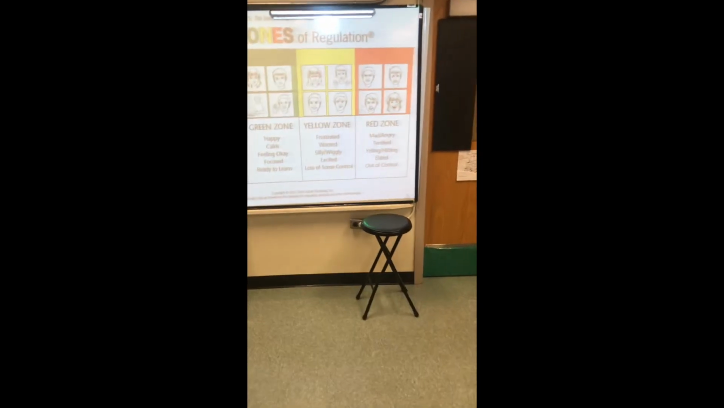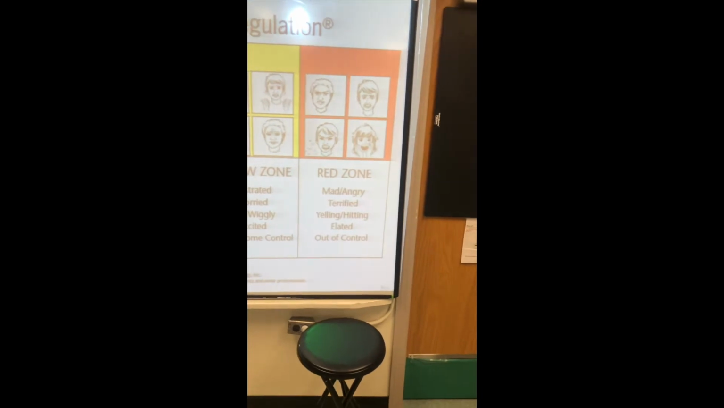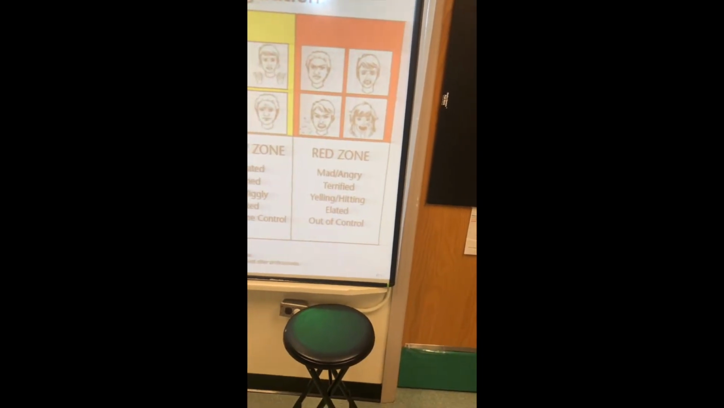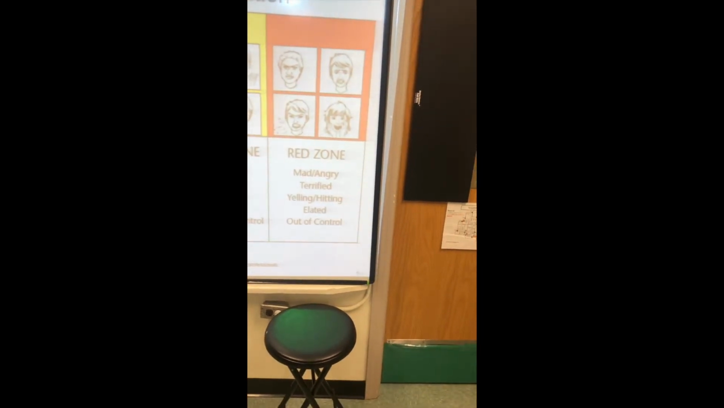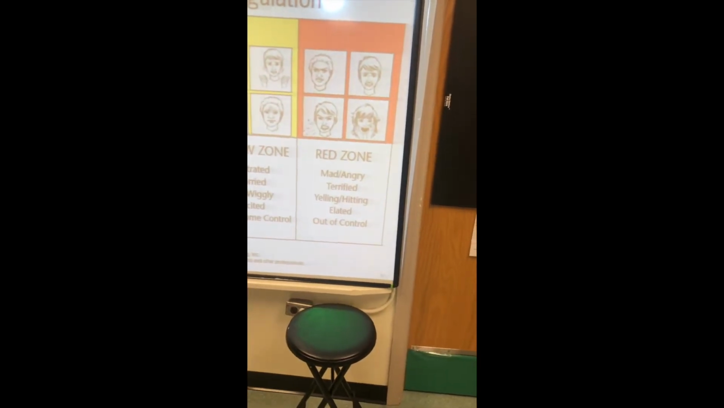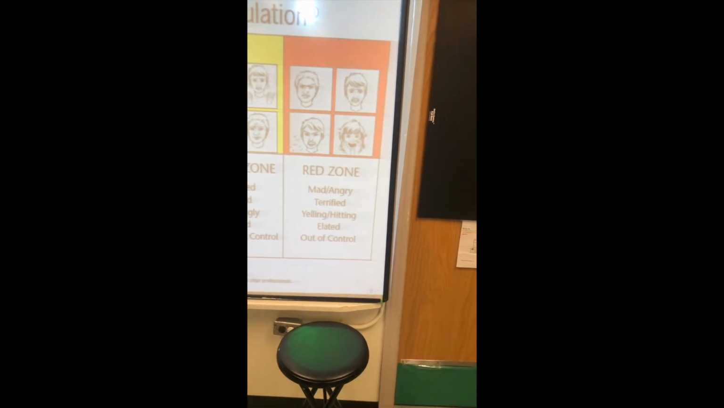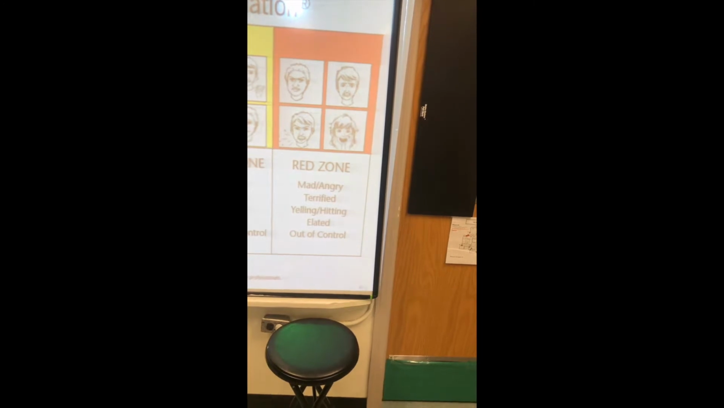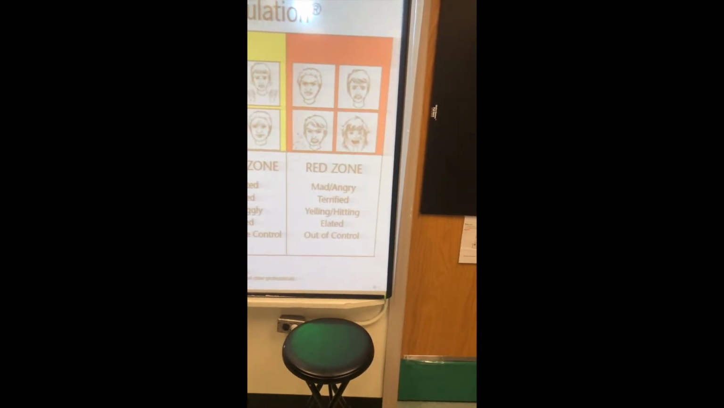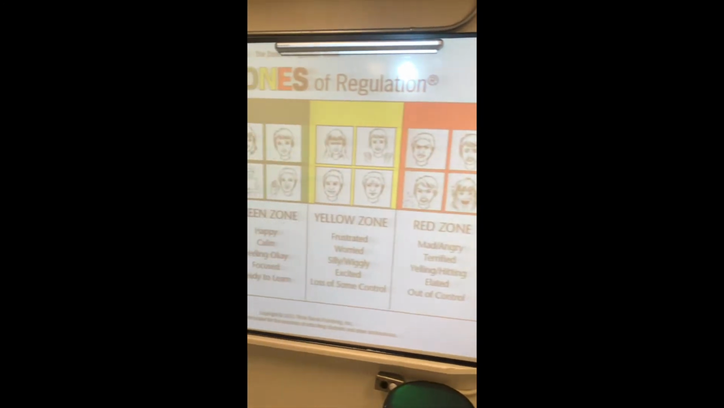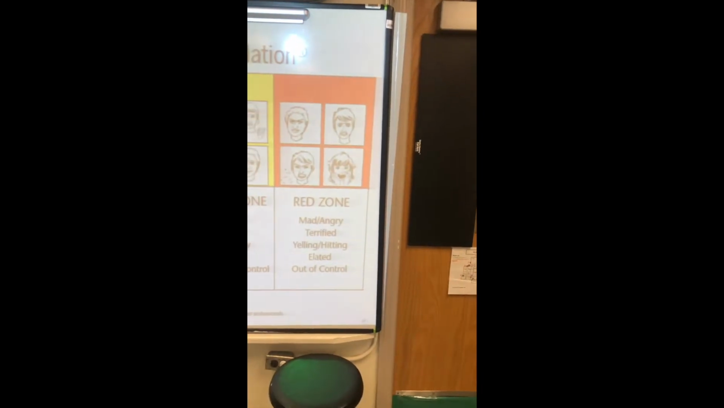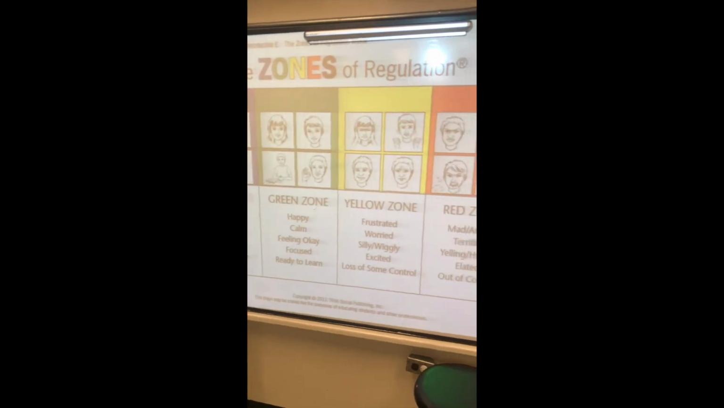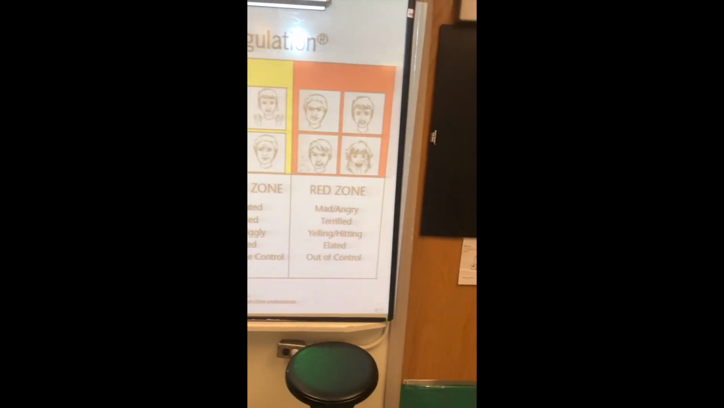Lastly, we have the red zone, which is the danger zone. That's when students are feeling mad or angry, terrified, yelling, hitting, elated, or out of control. At this point, it's very likely that the student will not be able to verbalize how they are feeling, or what they need, what they want, or what it's going to take to get them back to the green zone. So it's important that first we identify that they're in the red, and then we can use strategies to get them back towards the green.